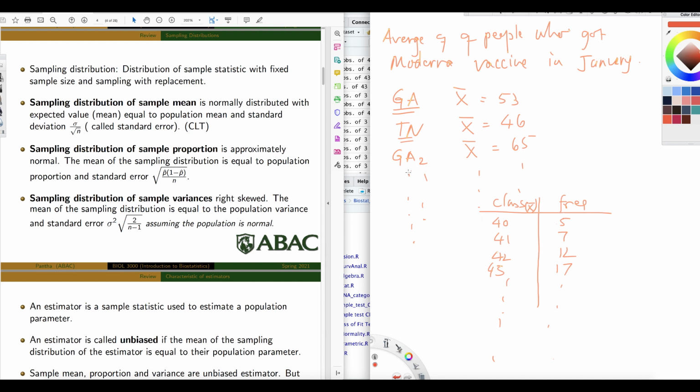What does that mean? Because you are keeping all those things, maybe you are collecting 1,000 samples there. Okay, so on the first sample of 30, you got 53 average. In the second sample of 30, you got 46 average. In the third sample of 30 people, your average is 65, and so on. And now what you are doing, you are writing in a table to see it in a nice format, right? So suppose that there are 5 of the samples that have mean 40, 7 of the samples have mean 41, 12 of the samples have mean 42, 17 of the samples have mean 43, and so on.